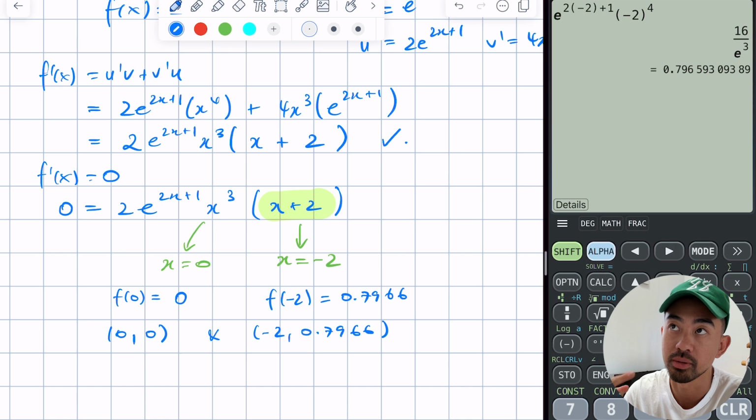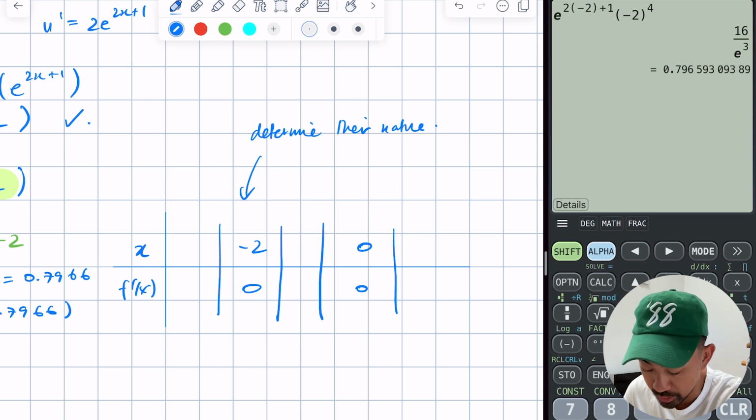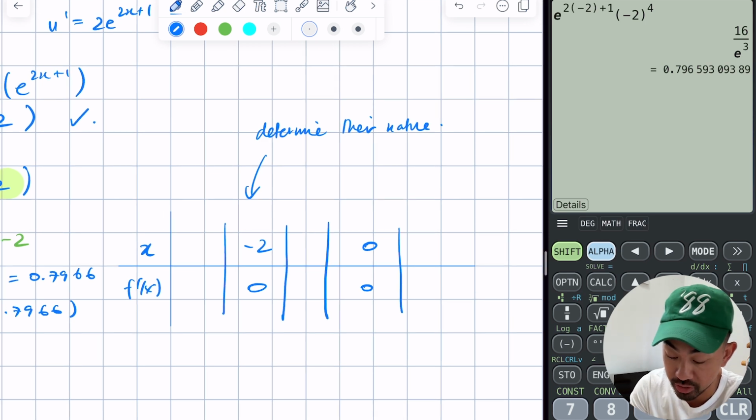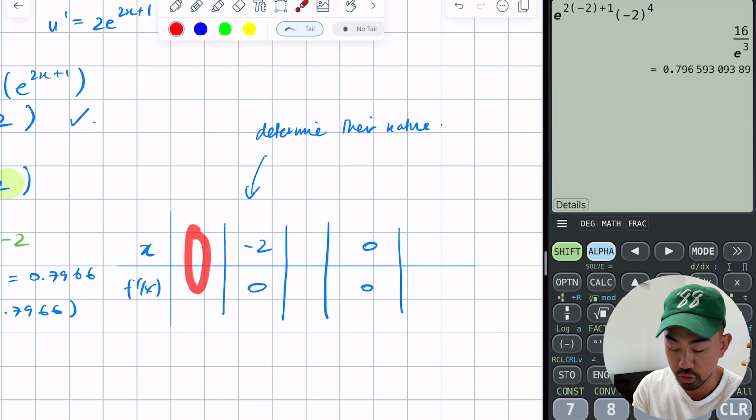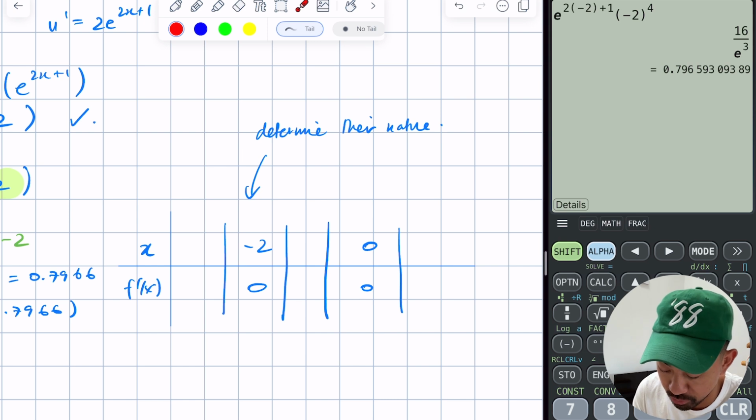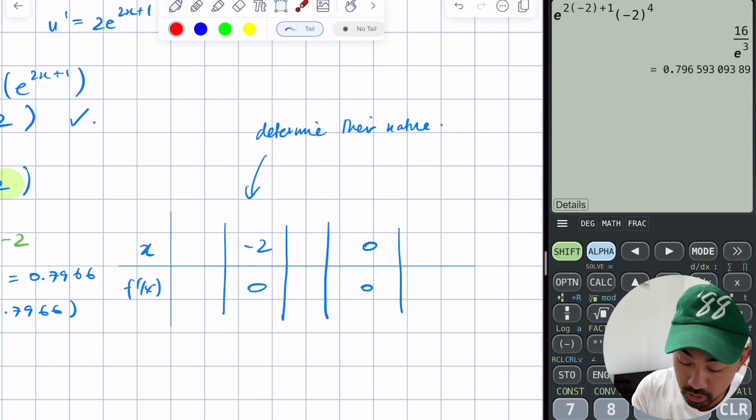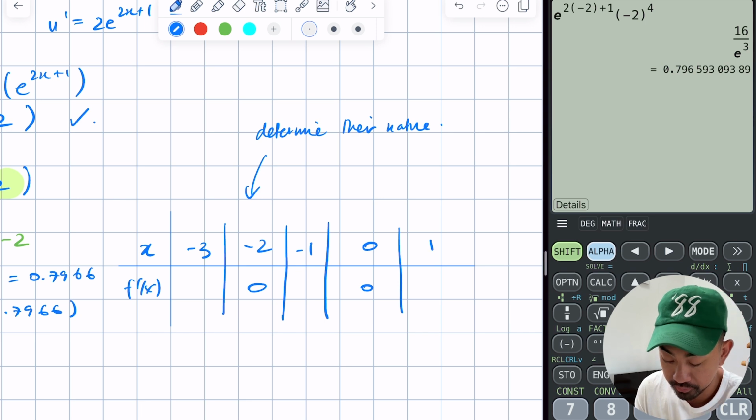And the next step is we need to determine the nature. So we've got to find out whether it's a minimum, a maximum, or it could be a point of inflection. So we do that by drawing up a table. I've just whipped up a table here to determine the nature. As you can see, I've got x and f dash of x. And all I need to do is choose a number on either side of my stationary points, because this bottom row tells me what's the gradient at that point. Now I've worked out that's obviously 0. So let's just say -3, -1, and 1.